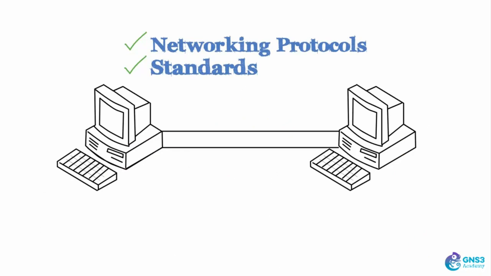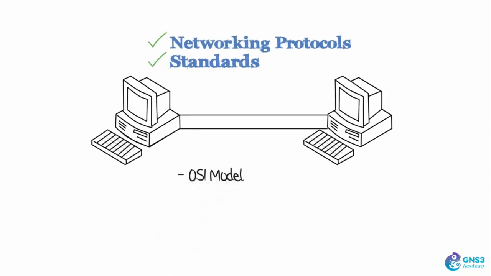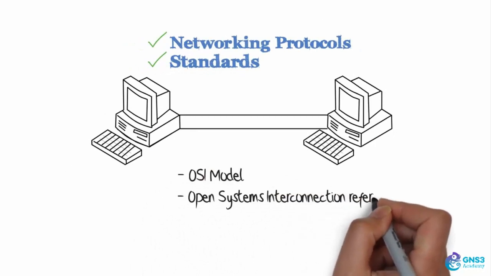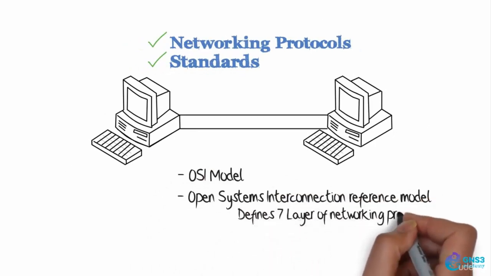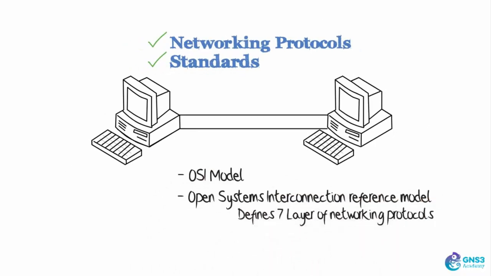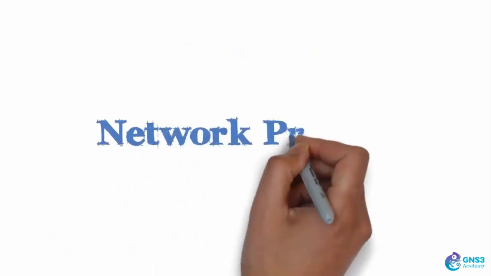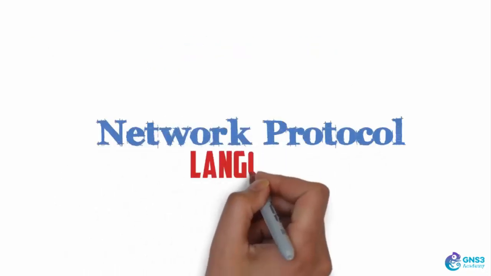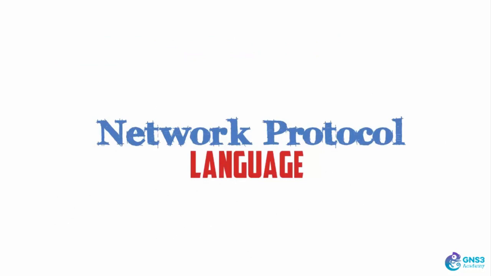Later in this course, you'll learn about the OSI model, or Open Systems Interconnection Reference Model, which defines 7 layers of networking protocols. For now, simply understand that a network protocol is essentially a language that governs the communications between networking devices.